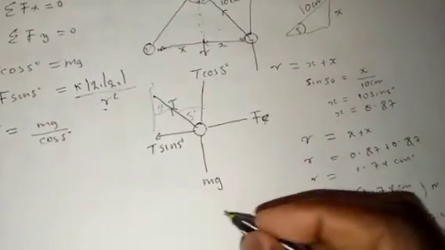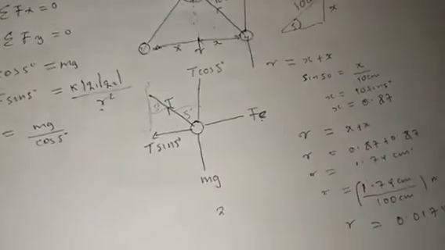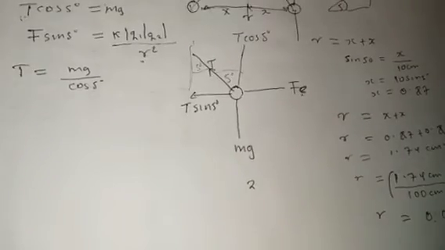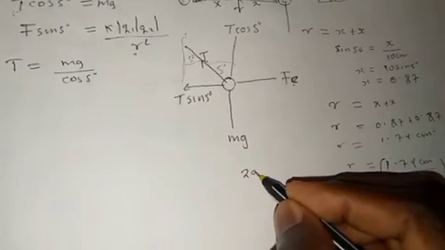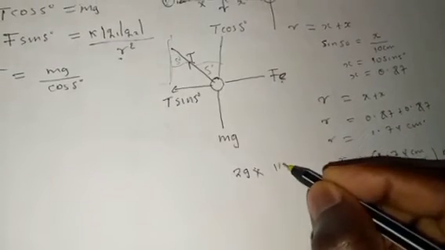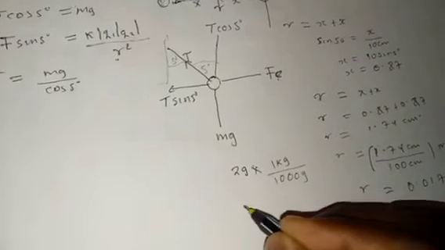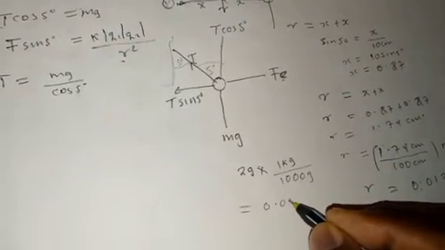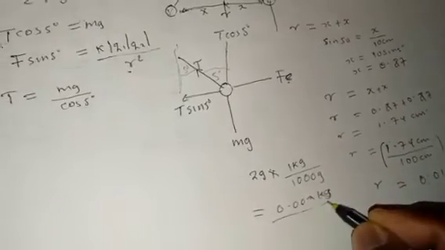But the mass, by the way, has to be converted to kgs. The mass is given as 2 grams. So whenever you convert this to kgs, you have to multiply this by 1 kg over 1000 grams, which is going to be equal to 0.002 kgs. That is the mass.